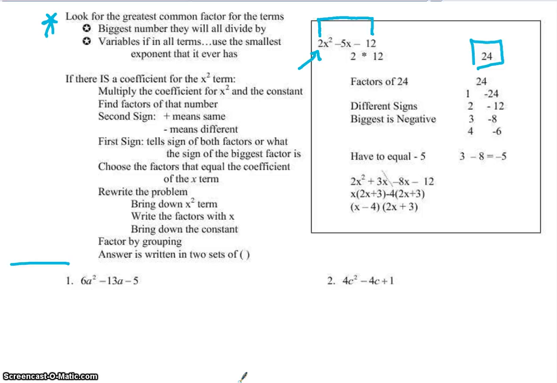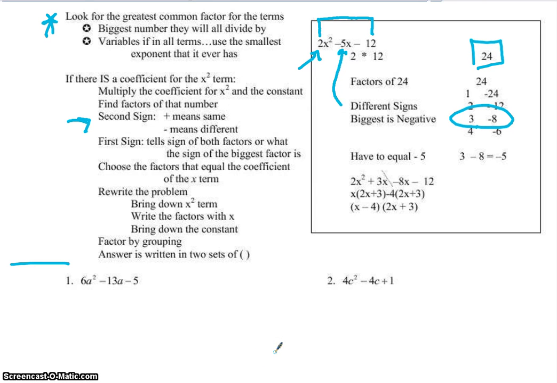Sign rules are the same. You look at the second sign first. This one is a negative or a minus, and so that means that the factors are going to have different signs. So then you look at the first one, and it's a negative, so your biggest is negative. Then you go fix all your signs. You still choose the factors that equal the coefficient of x. So I need them to equal -5, which is why we chose 3 and -8.